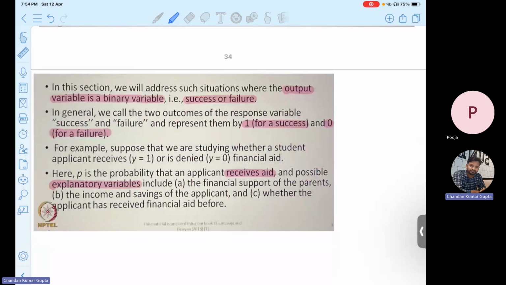In this section, we will mainly discuss situations where the output is a binary variable. That means it is either a success or a failure. Then we will discuss how we use logistic regression. Success is represented by 1 and failure by 0.